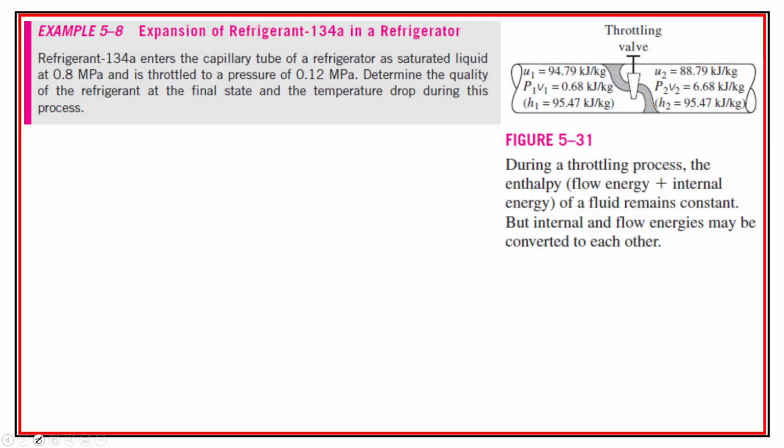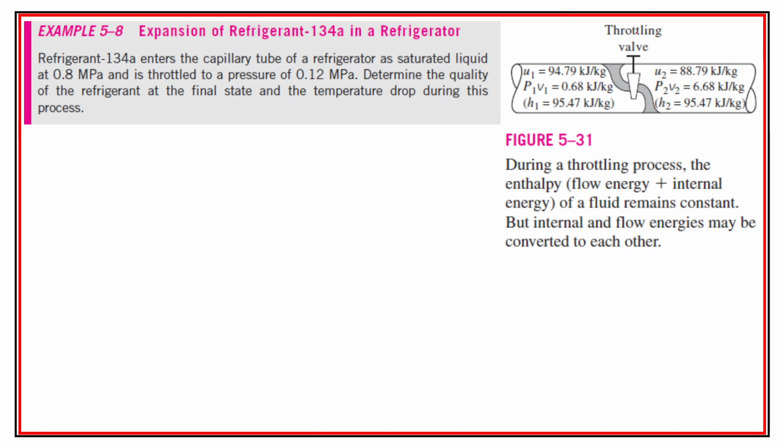Anyway, here's the expansion of refrigerant R134A in a refrigerator. So this is a capillary tube, just a tube. A refrigerator has a saturated liquid at 0.8 megapascals and is throttled, right? So this is the throttling process. It's important to know that there's a throttling homework problem. It's throttled from that 0.8 to 0.12 megapascals, and we want to determine the quality of the refrigerant at the final state and the temperature drop during this process, which is a really important thing.